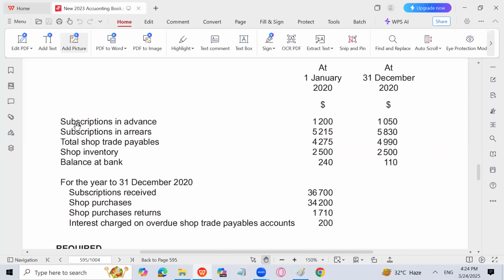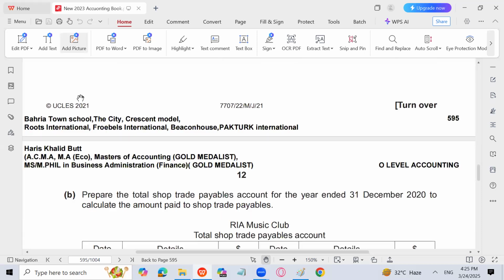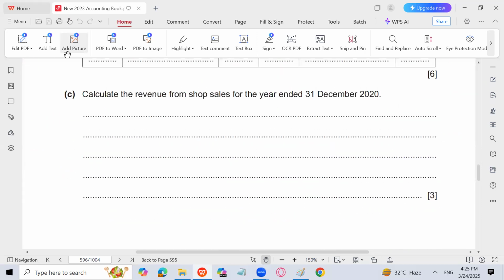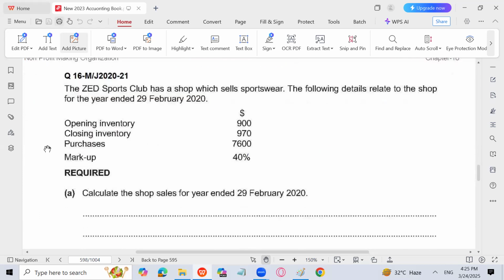But you can see that the assets are going to be subscription in arrears 5830, shop inventory 2500, and balance at bank 110. And the liabilities are shop trade payable 4990 and subscription in advance 1050. It means the remaining amount will be the premises, obviously. Just for the sake of understanding, I'm telling you. This question came in May/June 21, 22. So we are done with that. Next question.